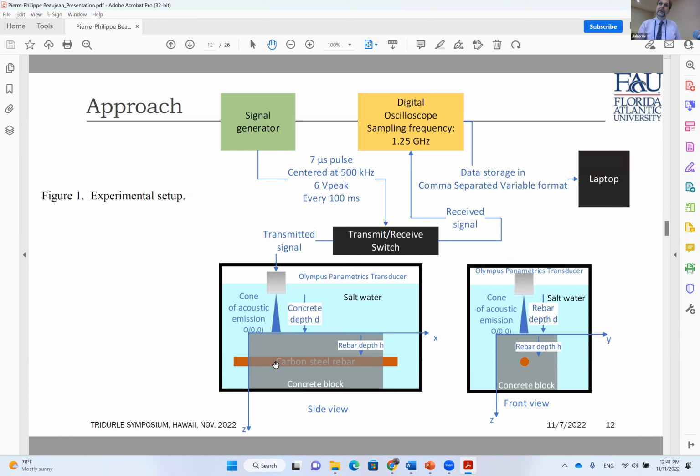However, what is there, which I did not have time to discuss, is that as the sound is transmitted and hits the rebar, there are secondary reflections from the bottom of the rebar and the bottom of the concrete block. But we use time gating and very short pulses, which allow us to separate the different echoes. Does that answer your question?